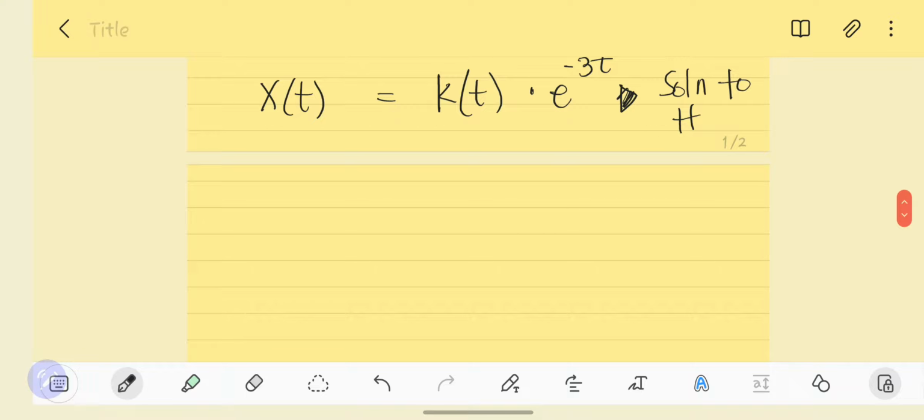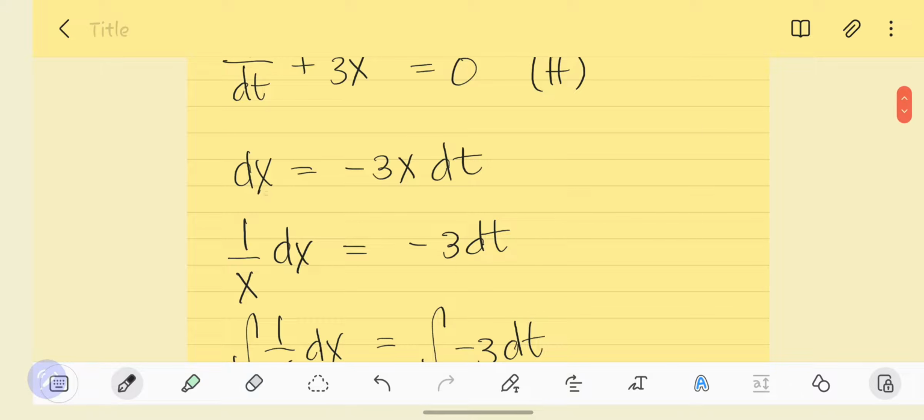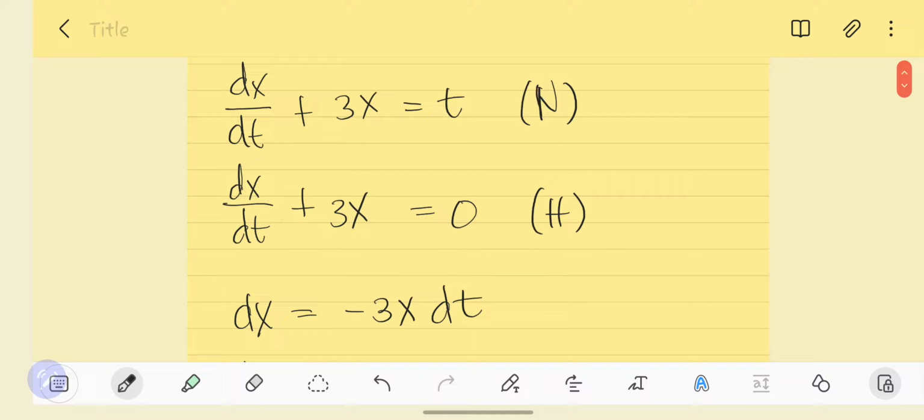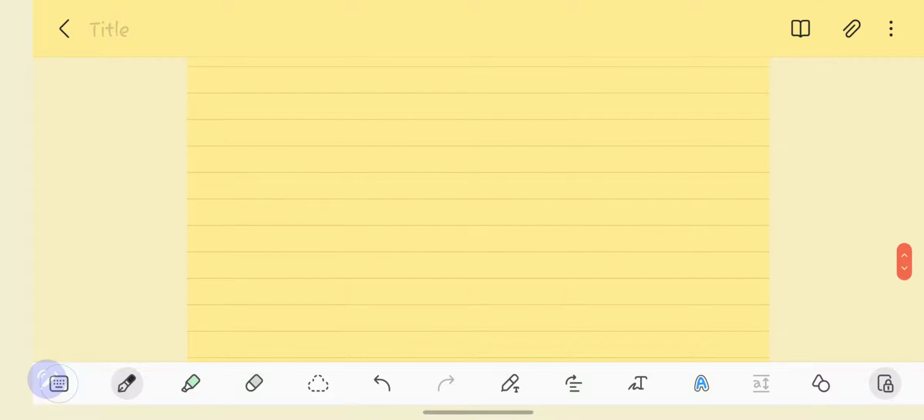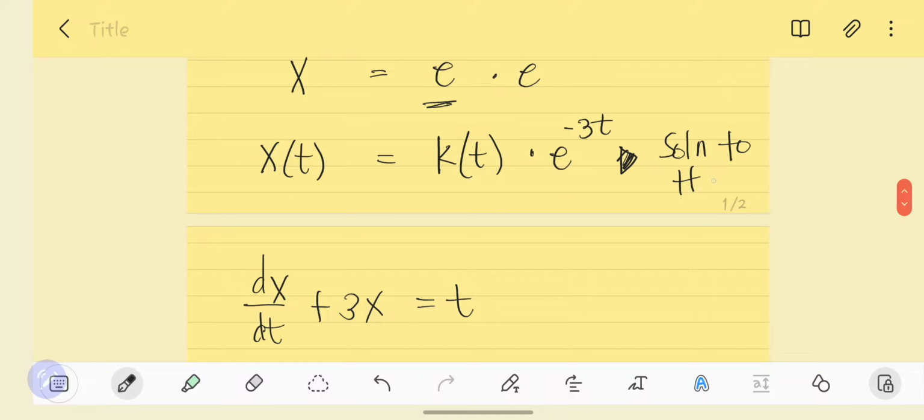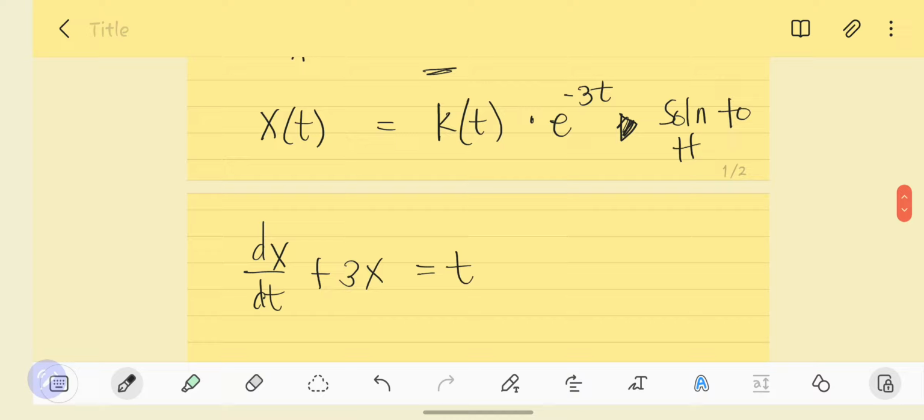Now next we will try to plug this into our non-homogeneous equation. As you can remember, this was dx over dt plus 3x is equal to t. This is your non-homogeneous equation. So we will try to plug our solution into the non-homogeneous equation, but we don't know what dx over dt is, so we'll derive this before plugging it in.